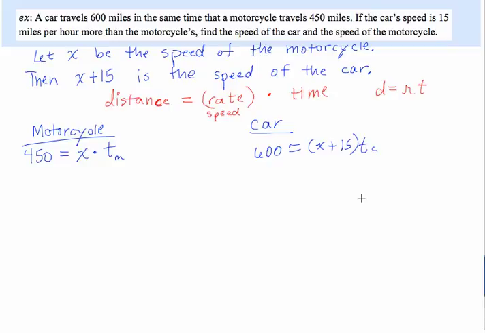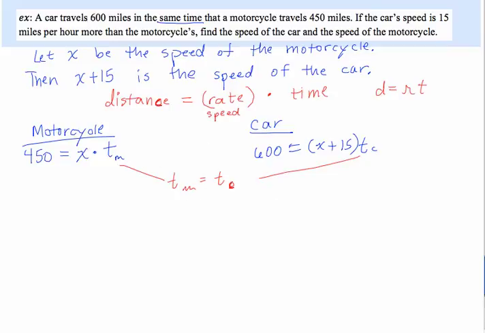However, what we do know about the times is that they travel these distances in the same time. The car travels 600 miles in the same amount of time that the motorcycle travels 450 miles. Meaning, the amount of time that the motorcycle travels for is the same as the amount of time the car travels for. Those times are equal.